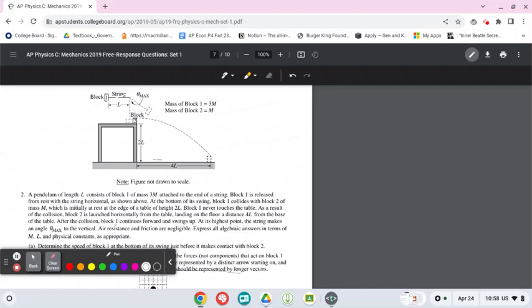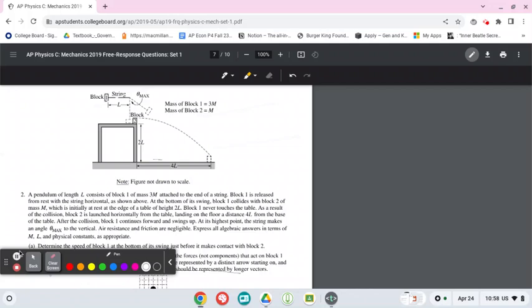Block 1 never touches the table. As a result of the collision, Block 2 is launched horizontally from the table, landing on the floor a distance 4L from the base. After the collision, Block 1 continues forward and swings up. At its highest point, the string makes an angle theta max to the vertical. And we're going to ignore air resistance and friction.